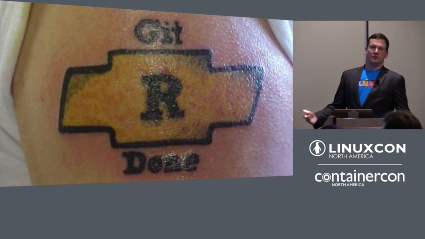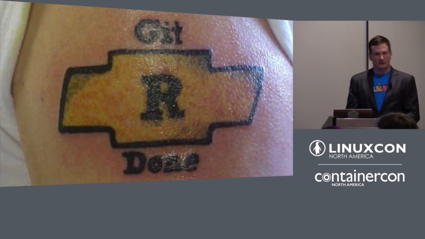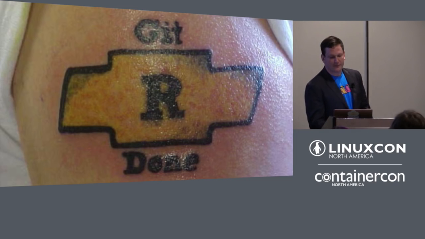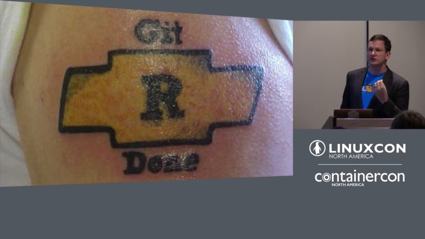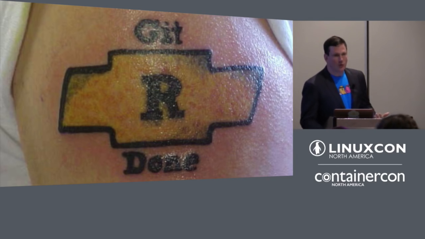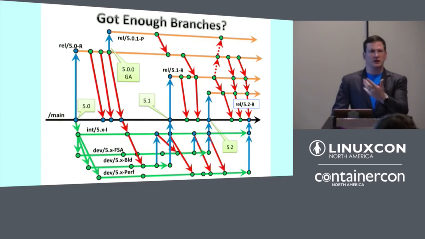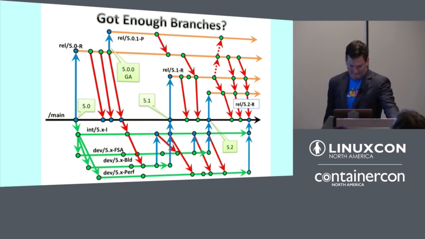So what does Git do? It tracks changes to files and directories over time. It helps us collaborate with each other. And Git is very, very simple at its heart, which is invariably why in these presentations, the next slide looks something like this.